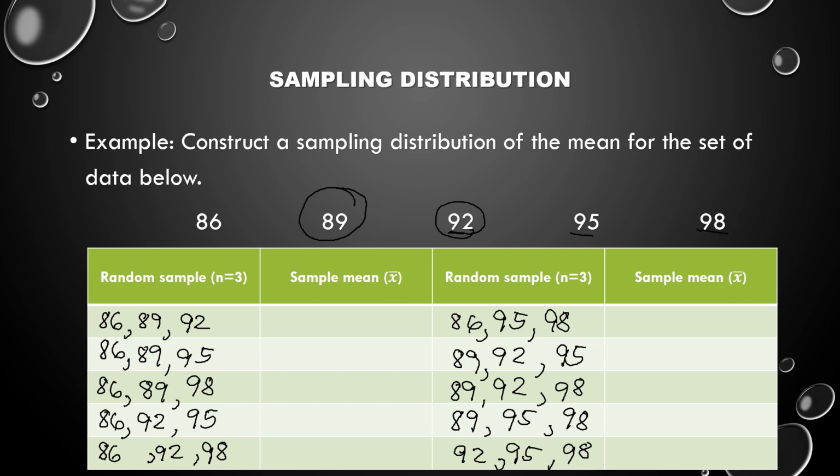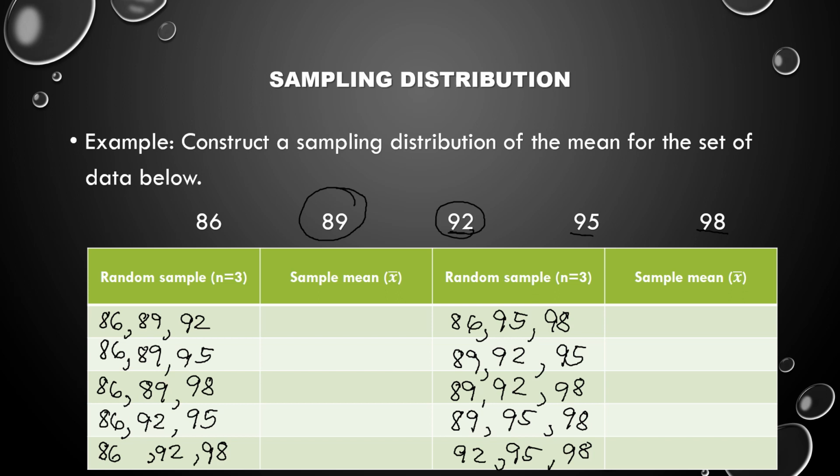Okay, now we're done with this one. We're done with the arrangement of the possible combinations for the random sample. This simply means that when you choose a sample, you could have 86, 89, 92; 86, 89, 95; 86, 89, 98; 86, 92, 95; and so on. That is the case here, so that you can picture what's going on.